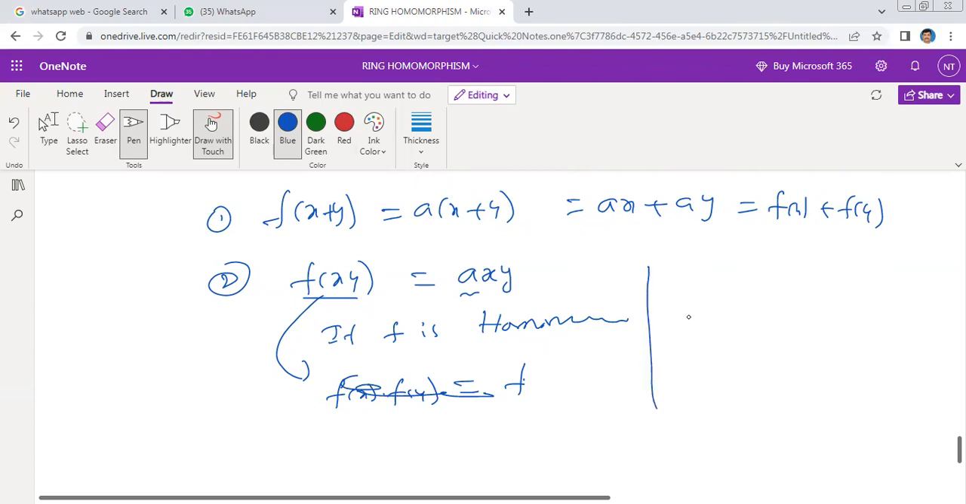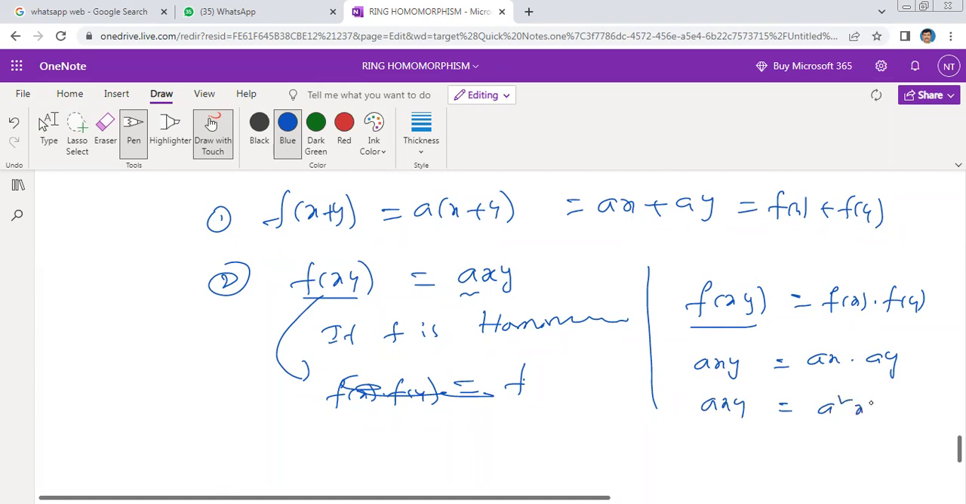Look here. I am trying to find the value for which this happens. f of x into f of y. What is f of xy? It is axy. What is f of x into f of y? It is ax into ay. Therefore, axy is equal to a square xy.